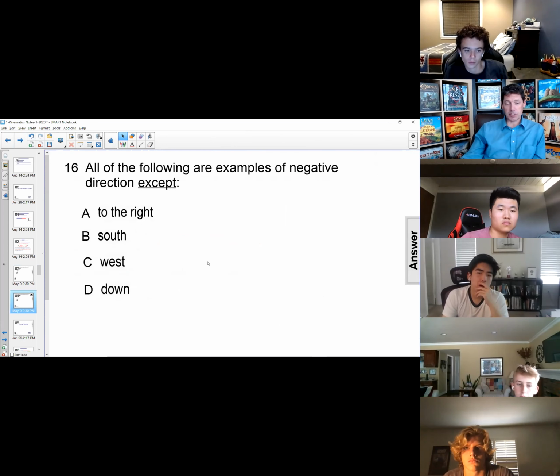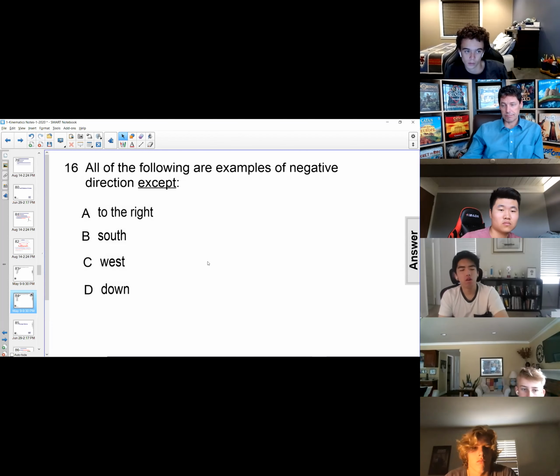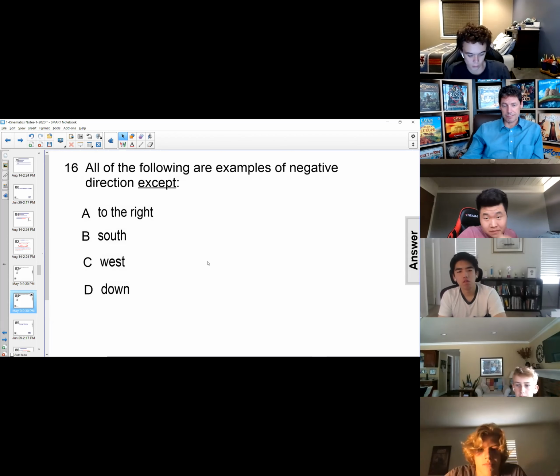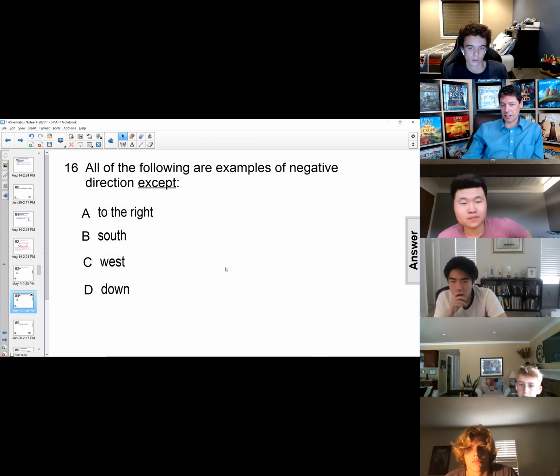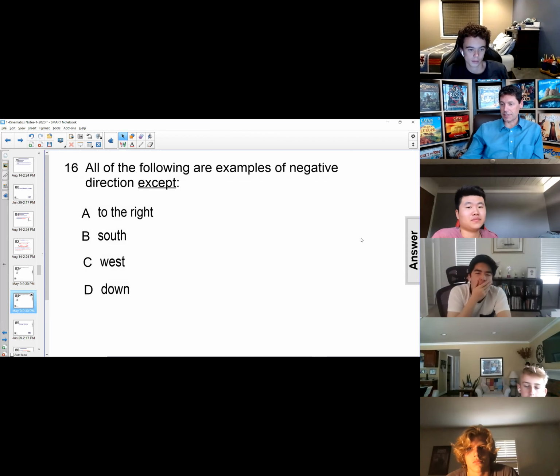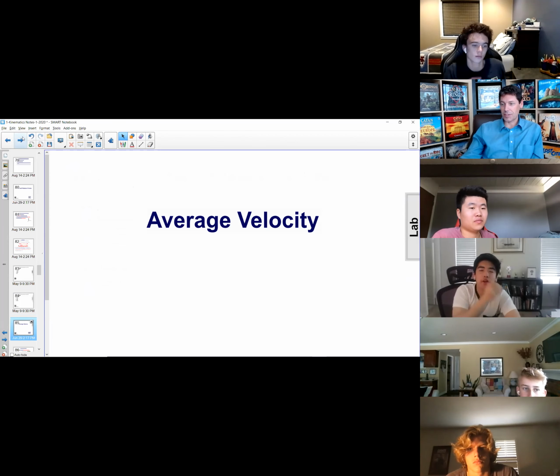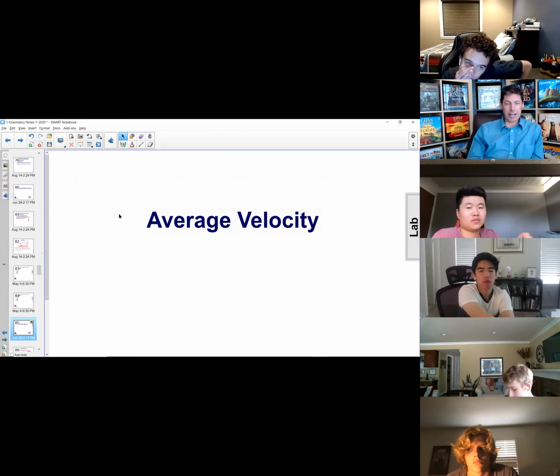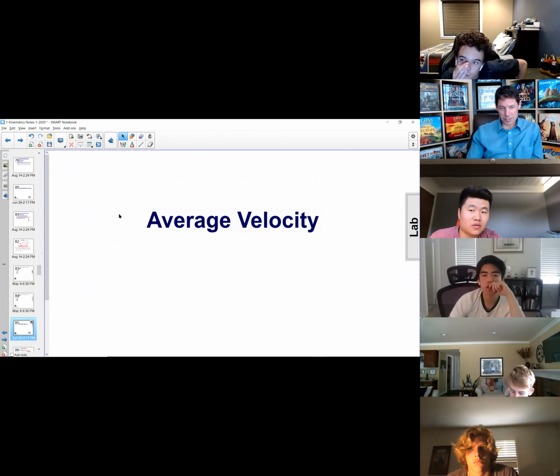All right. All of the following examples are negative direction, except which one? Good. Unless it's specified otherwise, A to the right would be considered positive. South, west, and down are all negative. All right. Let's go back. So it's going to be kind of that way in the notes today. Little review, a few little nuggets, a couple questions to make sure you're getting it.